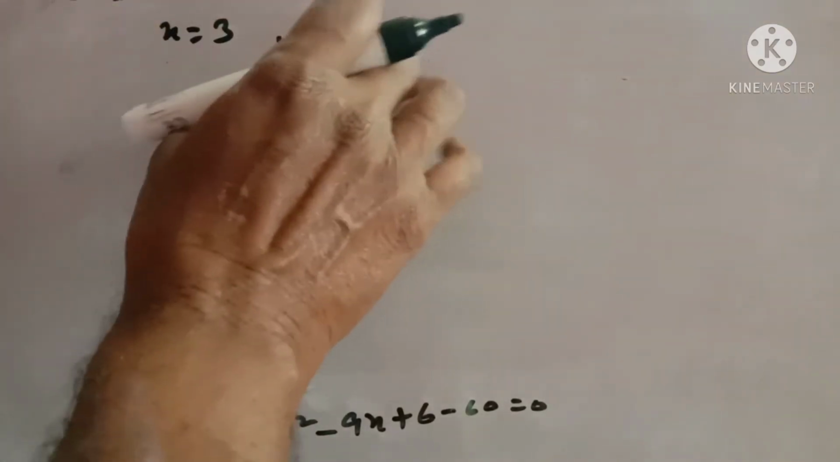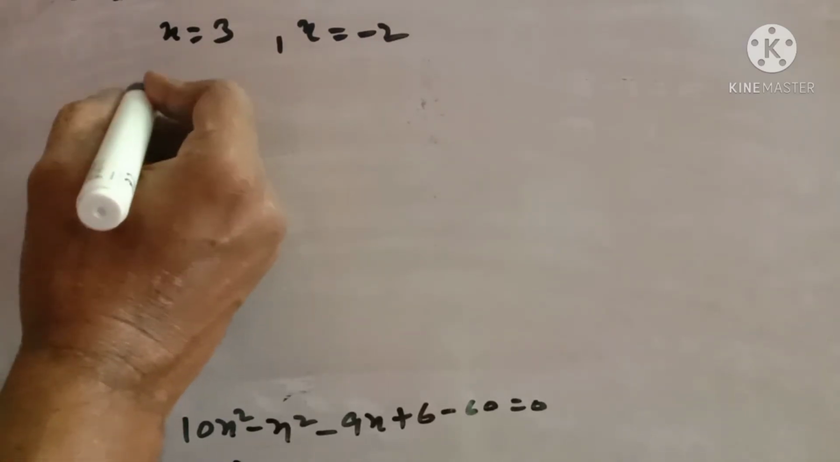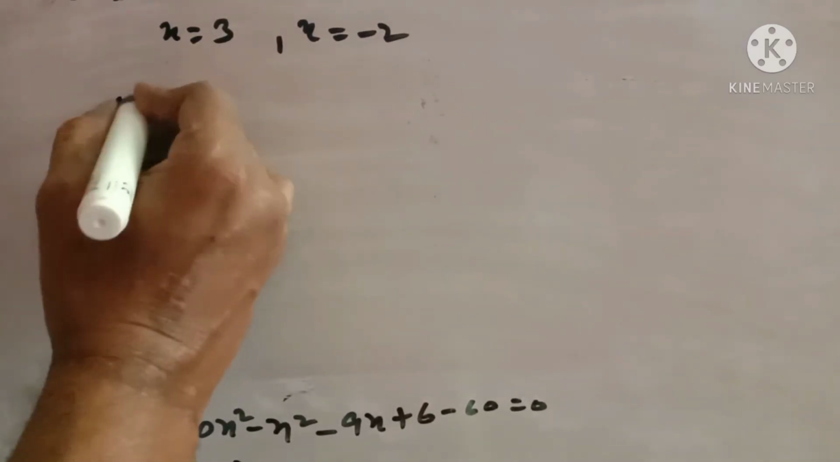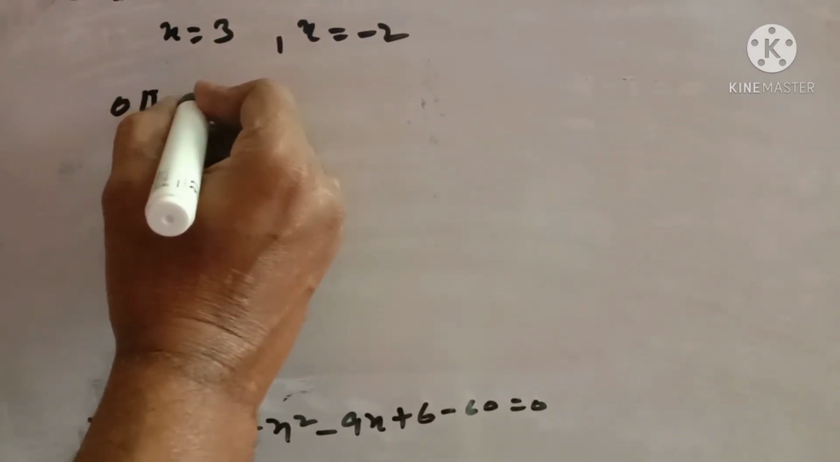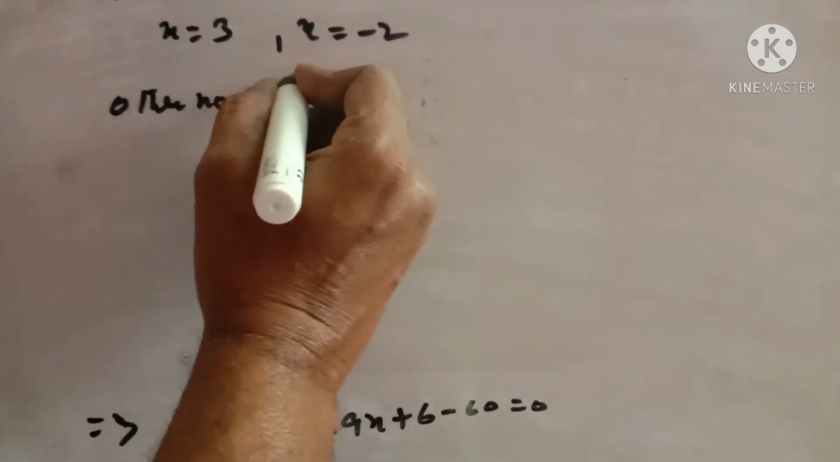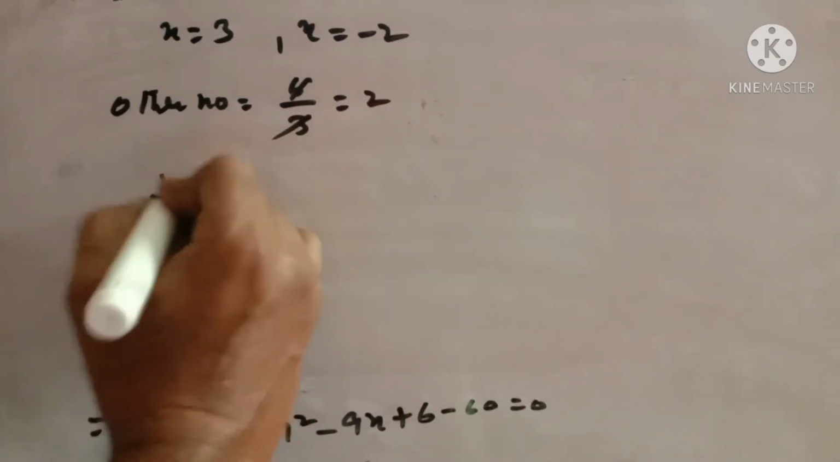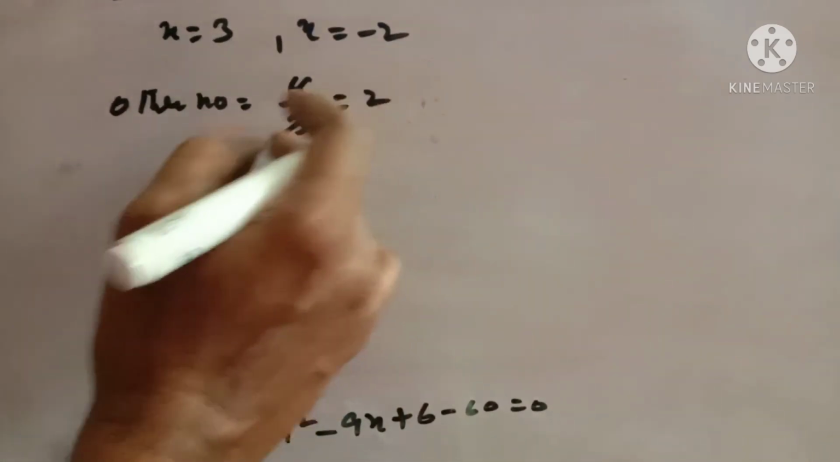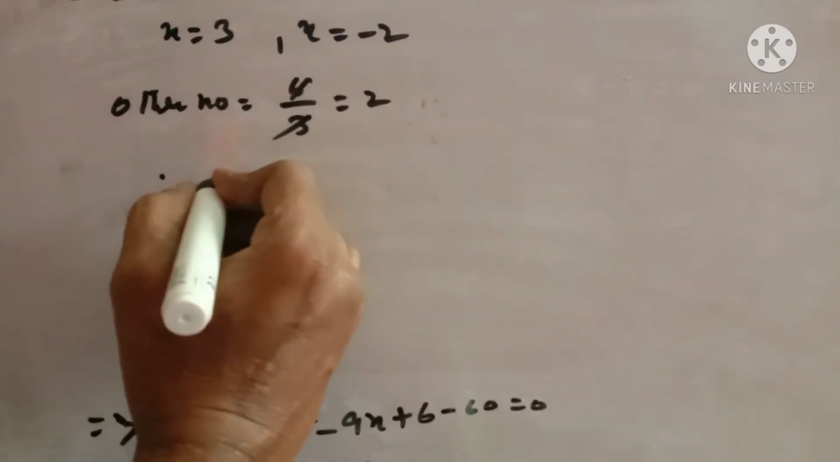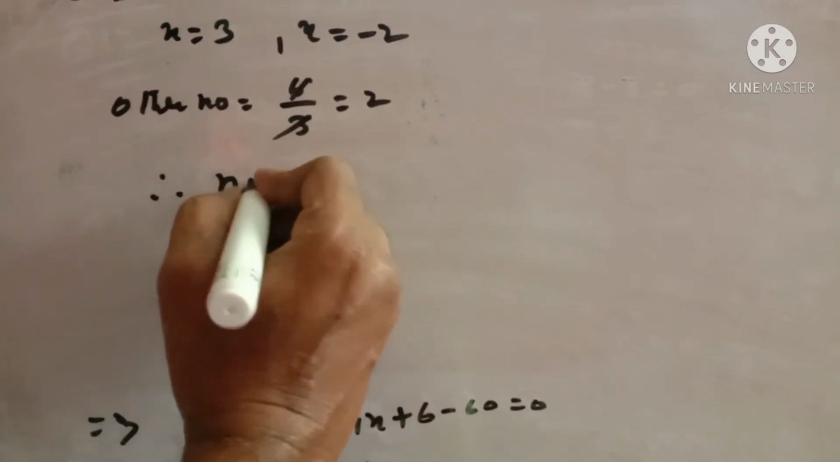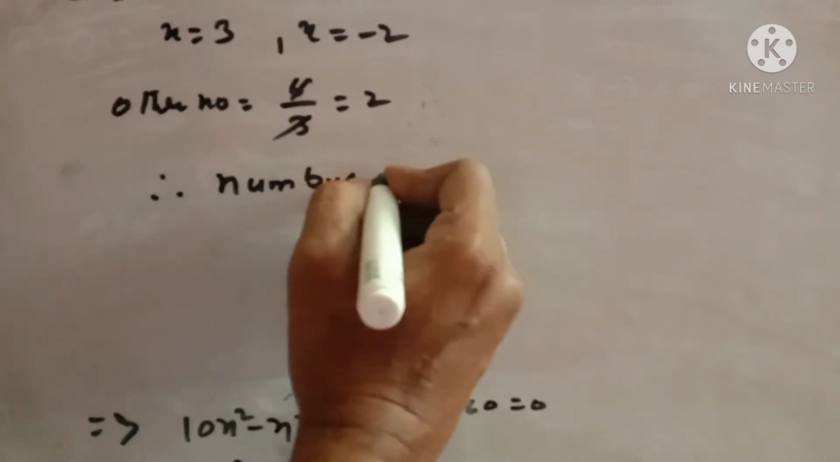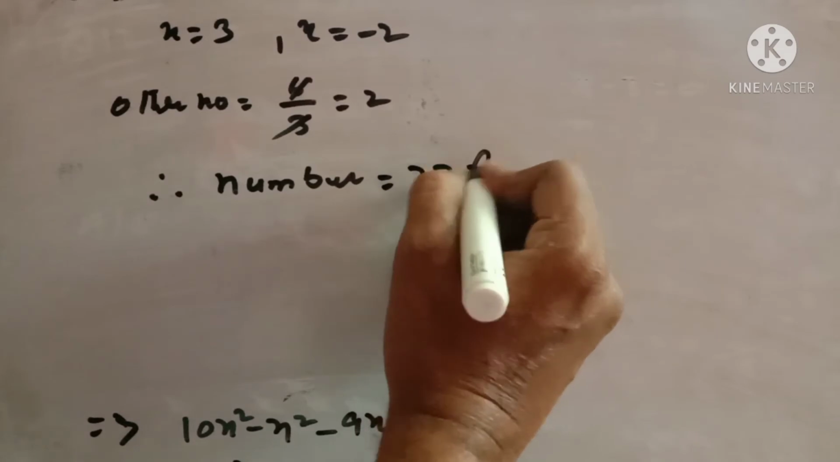This is negligible, since a digit cannot be negative. So one digit I have taken is 3, the other digit will be 6 by 3, that is 2. Therefore the number equal to 23. This is our required answer.